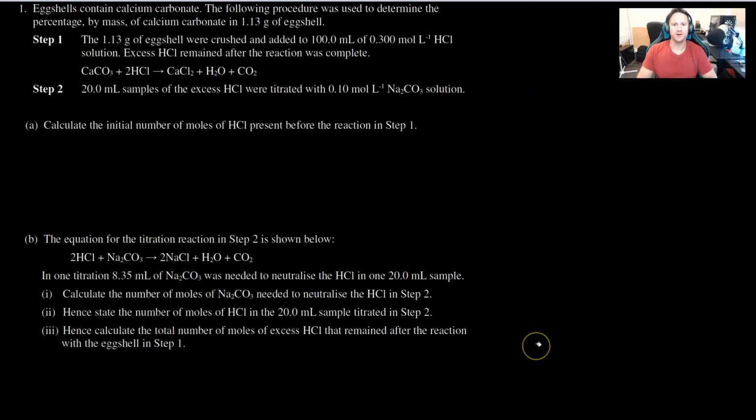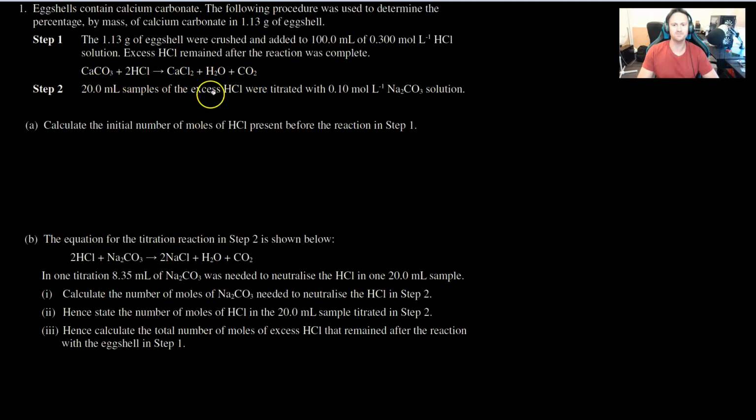Just want to talk you through an example back titration question. So we'll read through this one. Eggshells contain calcium carbonate. The following procedure was used to determine the percentage by mass of calcium carbonate in 1.13 grams of eggshell. So the first step, the eggshell was crushed and added to 100 milliliters of 0.300 moles per liter hydrochloric acid solution. The excess HCl remained after the reaction completed, ended up being titrated in the second step.